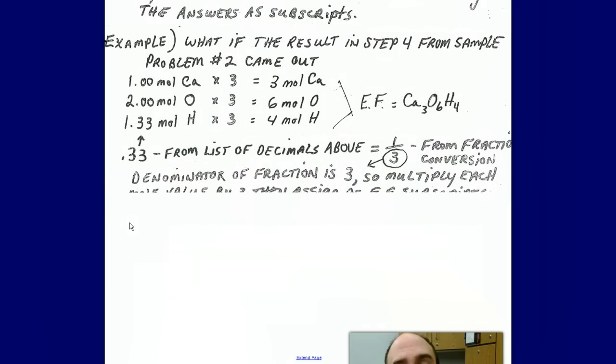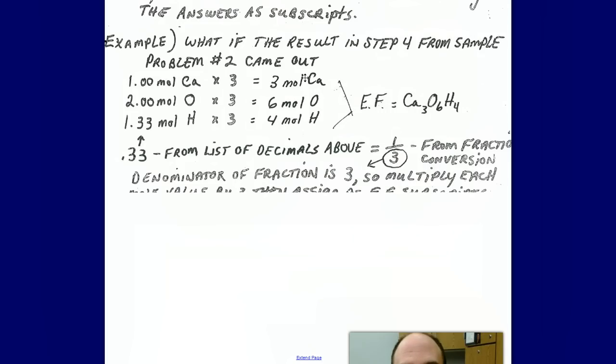Let's say you work out your empirical formula and you get these answers: 1, 2, and 1.33. Well, this is not a whole number. That causes problems. What we need to do is see that the 0.33 is equivalent to 1/3. So what I'm going to do is take the denominator, 3, and multiply it by each number.